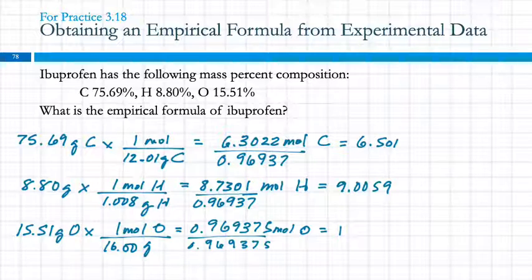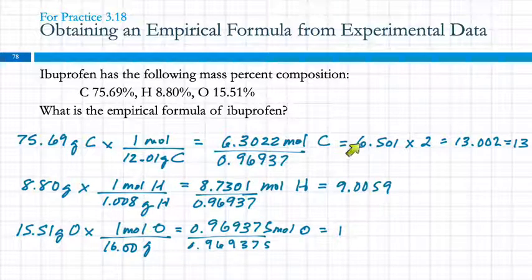Can I round 6.5 up to 7? No. I'm going to multiply by 2. If I take this number and multiply by 2, try it, times 2, I get 13.002. Is that close enough to round? Yes, it is. So this is 13.